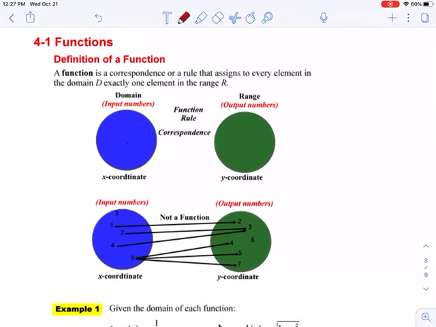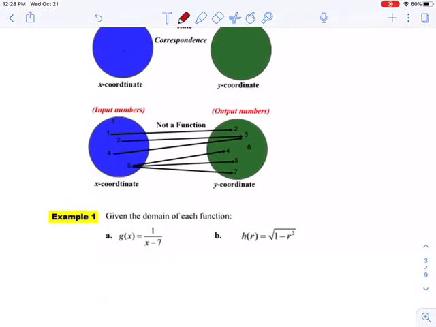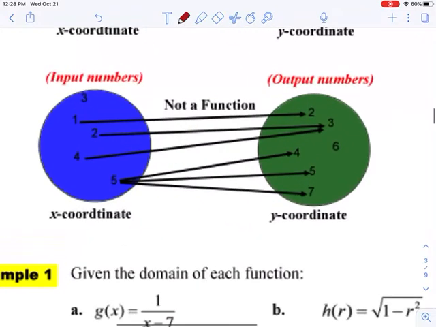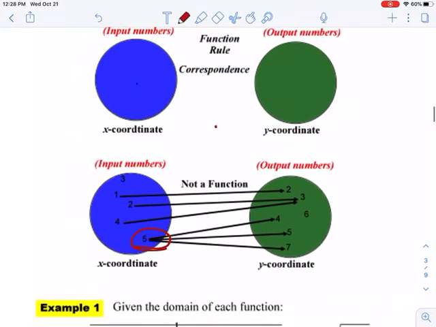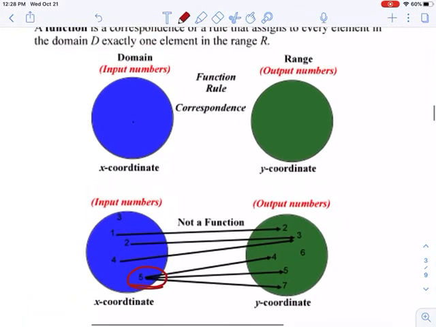All right, a function is a correspondence or a rule that assigns every element in the domain to exactly one element in the range. So you have domain numbers, which are inputs, and range numbers, which are outputs. And you have some rule, and it shows the correspondence. You've got x coordinates and y coordinates. This one here is not a function because each element of the domain is not paired with exactly one element in the range. 5 ruins it. 5 corresponds to 3 different range values, so it is not a function.